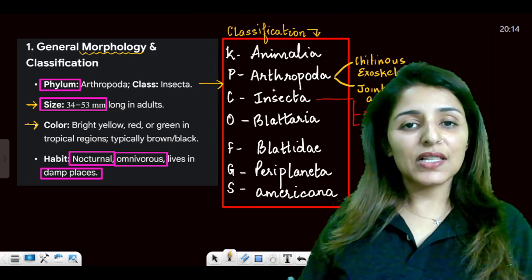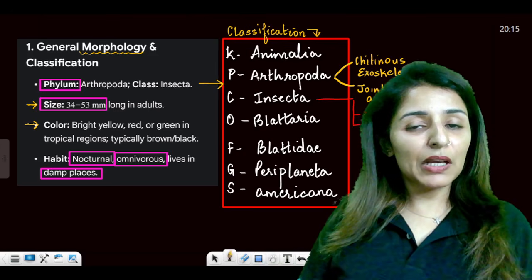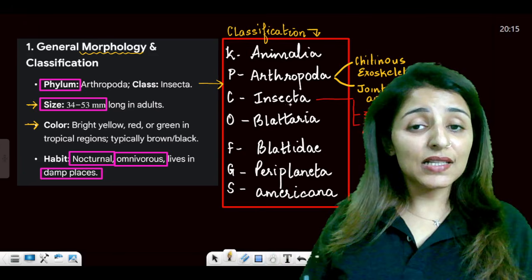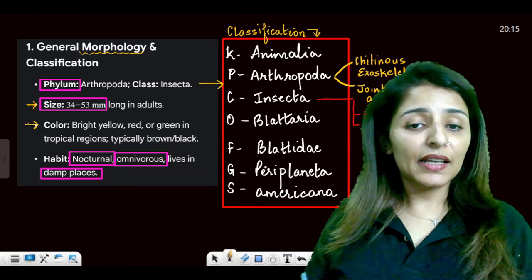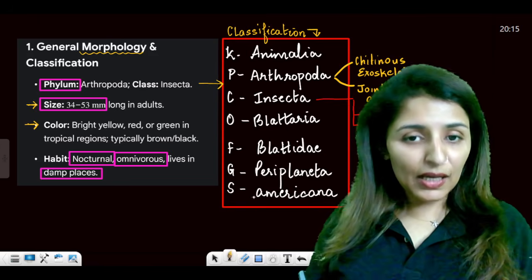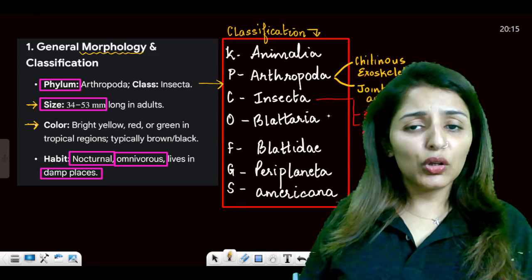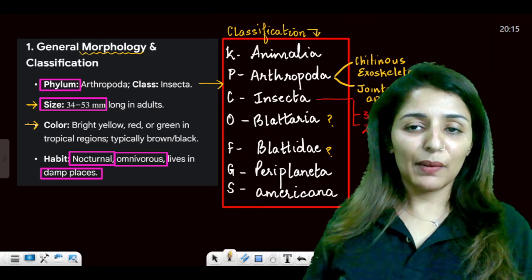Starting with the classification. It belongs to the kingdom Animalia, phylum Arthropoda, class Insecta or Hexapoda, order Blattaria, family Blattidae. Genus is Periplaneta and species is Americana. Although you can miss out on the order and family, but still.